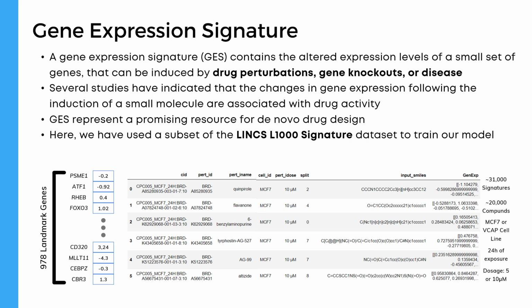The cell lines chosen were MCF7 and VCAP, and signatures with a duration of exposure of 24 hours and a dosage of 5 or 10 micromolar were filtered. This way, there were around 31,000 signatures corresponding to 20,000 compounds.